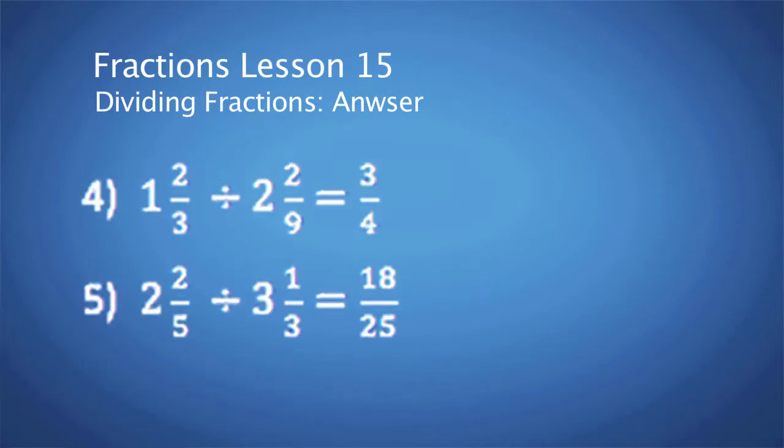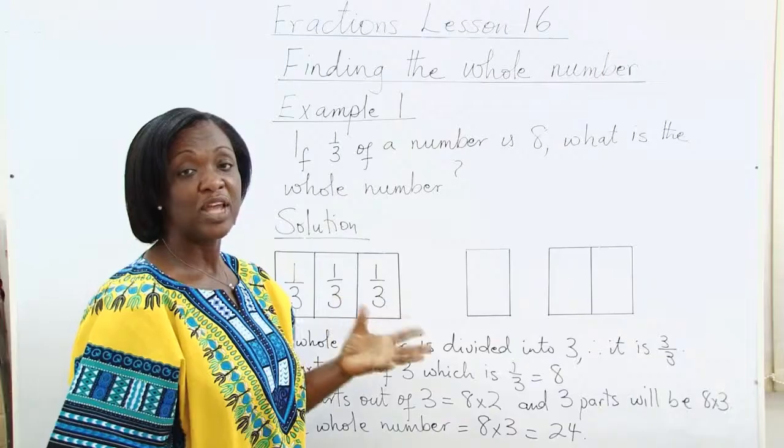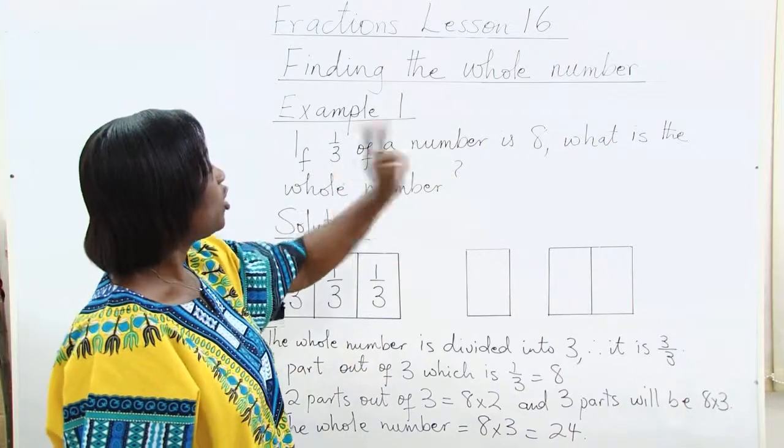Question 4. 1/3 divided by 2/9 is equal to 3/4. Question 5. 2/5 divided by 3 1/3 will give you 18/25. Well done. Today we'll be learning how to find the whole number.